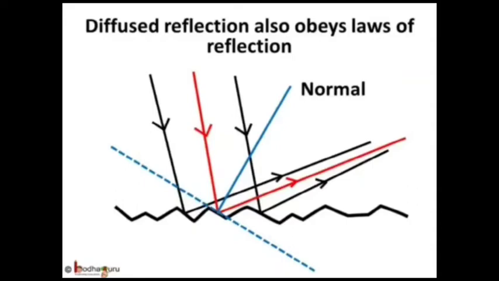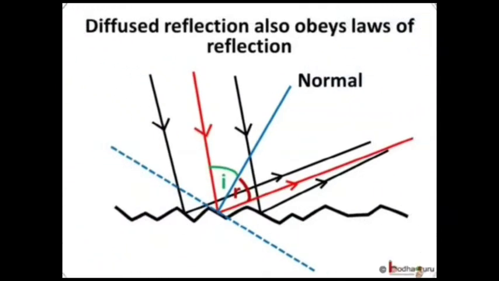Take this ray in red color. We draw a perpendicular on the fragment of surface it got reflected from. Here, the solid blue line is perpendicular to the fragment of the surface and it is the normal. If we measure the angle of incidence, which is the angle between the normal and the incident ray, represented by angle I, and we also measure the angle of reflection, which is angle R, the angle between the normal and the reflected ray.